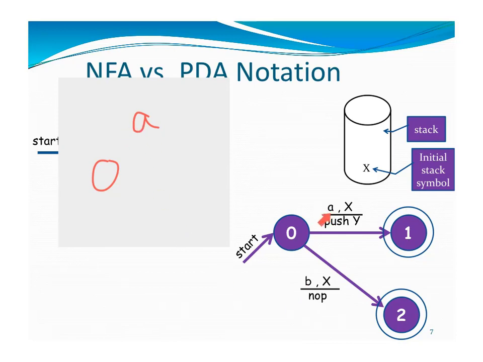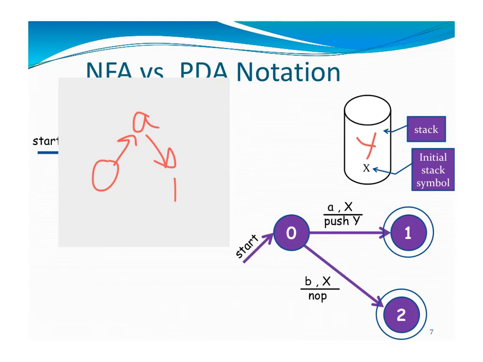But this one says if you have an A as your next letter and there's an X at the top of the stack, then you can take this over to state 1. So I check and I have an A as my next letter and an X at the top of the stack. Yep, I'm going to go on my A, and I'm going to end up at state 1. And what does it say? It says you have to push a Y. So after I go to state 1, I'm going to put a Y on top of that X in my stack.